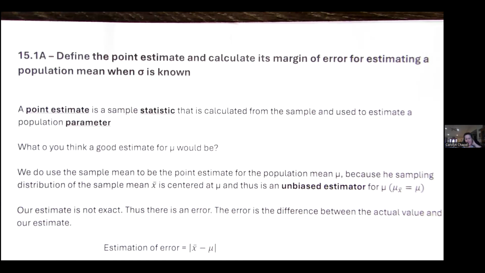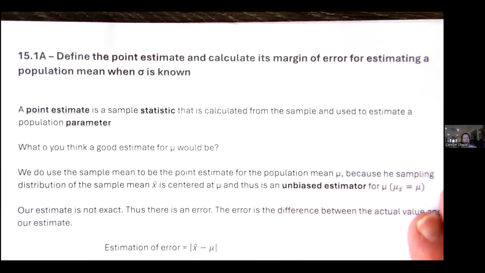So a point estimate is a sample statistic. So something that we're going to calculate on our sample, we'll call it a statistic, that we use to estimate that population parameter. Now, most of the time in this class, what we're going to be doing is finding one for our mean. We'll do it for another parameter a little bit later, but you can do this for a lot of different types of parameters.